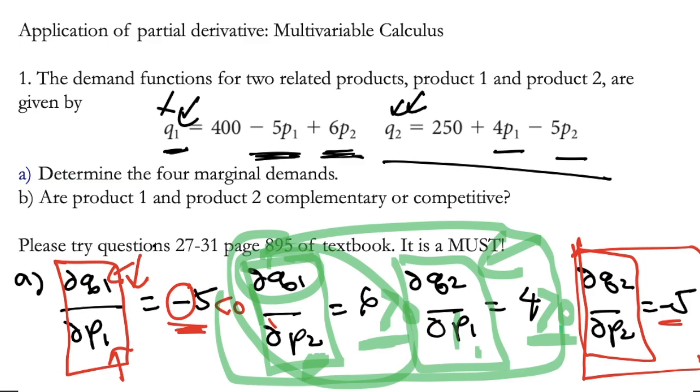That means the relationship between the quantity of the good and the price of the other good is positive. When it is positive, it means it's not complementary. Both of them are substitutes. They are competitive. You get me? Because the sign is positive. Is it clear? So I have answered question B.